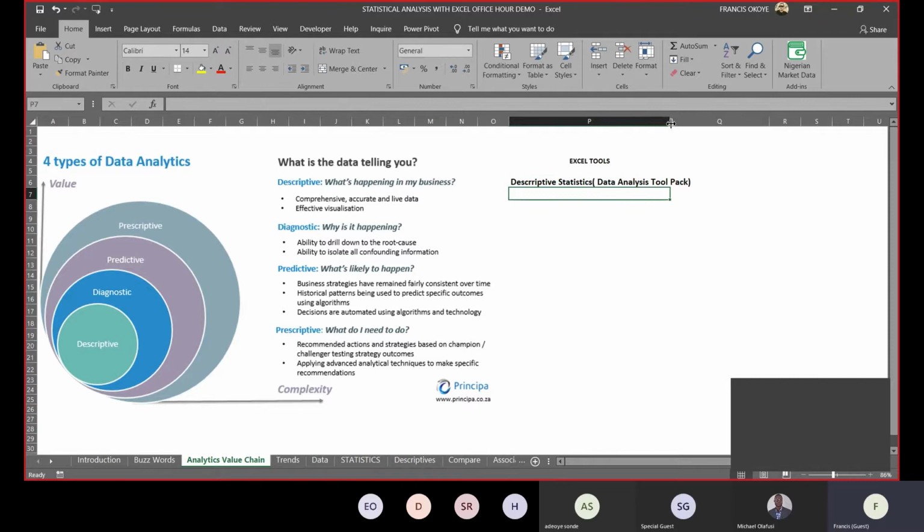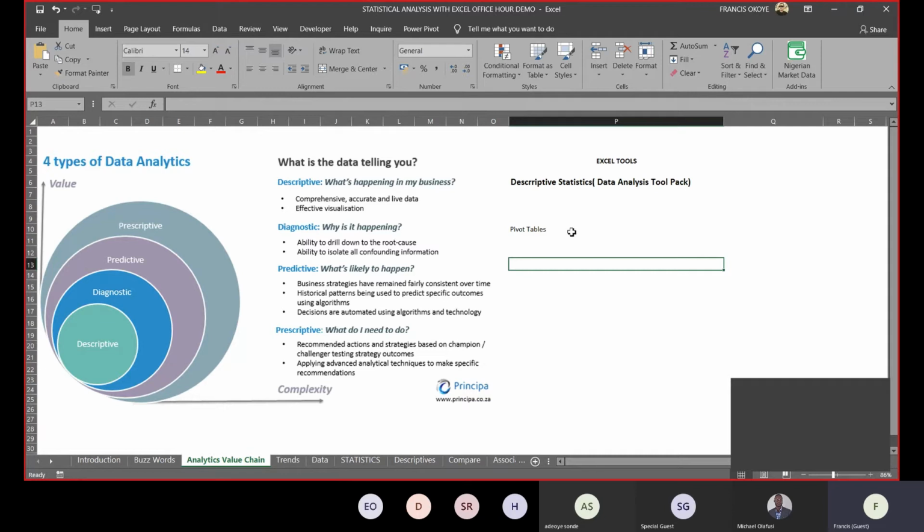Your diagnostic analytics is where you are trying to understand why it happens. This is when you start digging deep into the data. There's one tool we already have there, which is our pivot table, to understand why it happens. So we start doing the filtering and all sorts of analysis.